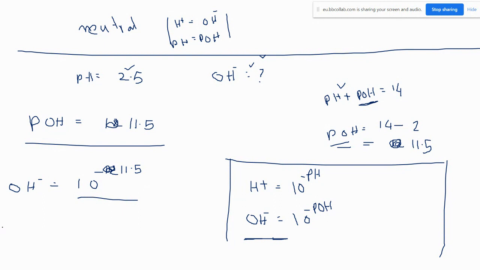Suppose for the other question we have pH equal to 1. How much H positive should we have? That's very easy. Use the same formula: H positive, because pH is given to you, is 10 to the power minus pH. 10 to the power, what is this? Minus 1. This means 0.1 molar.